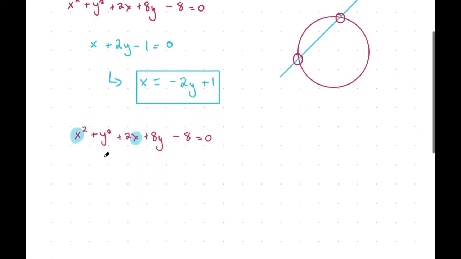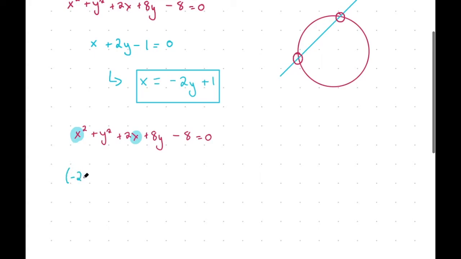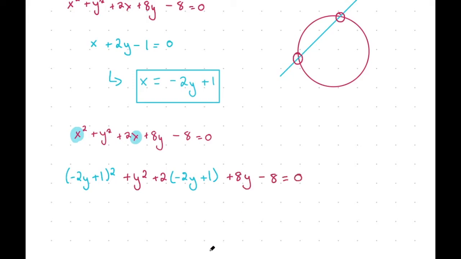So when I do that, I'm going to get (minus 2y plus 1) squared plus y squared plus 2, and then instead of x I'm going to put in 2 by (minus 2y plus 1) plus 8y minus 8 is equal to 0.